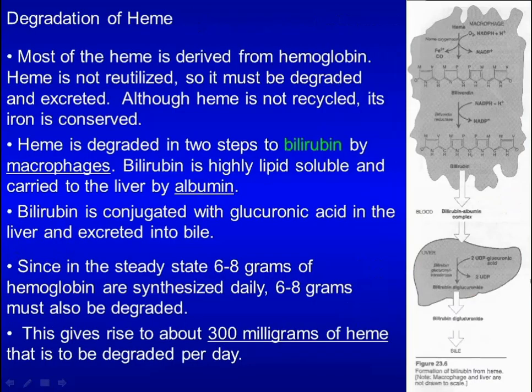Here, we will take a closer look at this process. Heme is degraded in two steps to bilirubin by macrophages. Bilirubin is highly lipid soluble and carried to the liver by albumin. In the liver, bilirubin is conjugated with glucuronic acid and excreted into the bile.